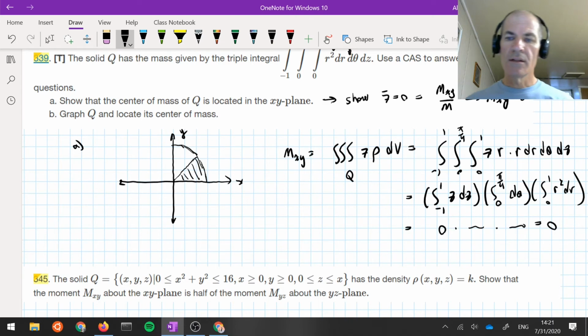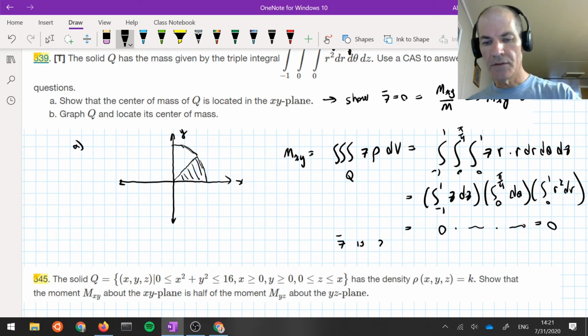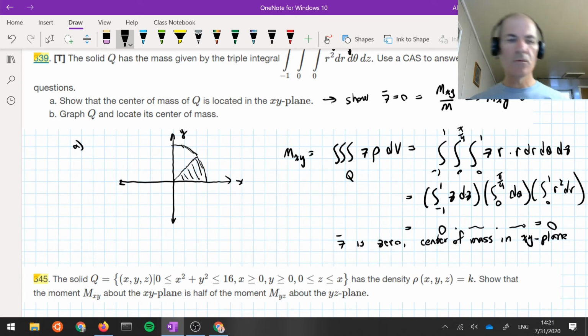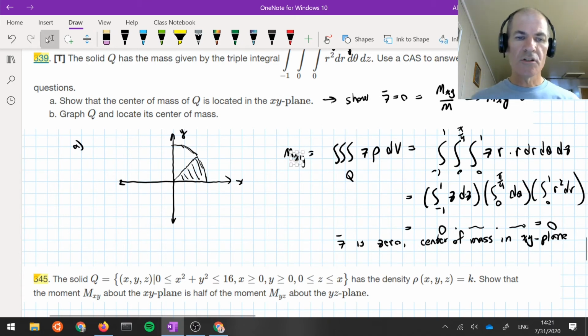We've shown that the moment about the xy plane is 0, therefore z bar is 0, and hence the center of mass is in the xy plane. So we've done what we were asked to do in part A. Part B, graph Q and locate its center of mass.